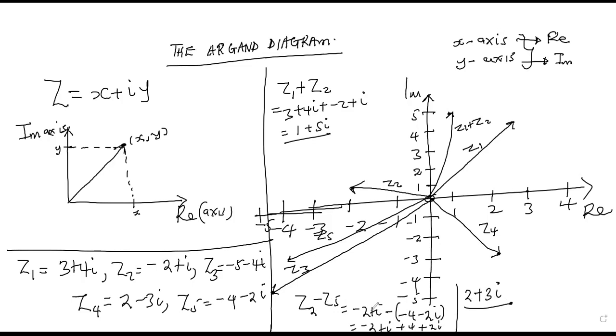If you want to know how to add or how to subtract, we visit our first lesson where we looked at the algebra of complex numbers. So 2 plus 3i: 2 is on the real, 3i is on the imaginary. So I'm here. You draw the line with a headed arrow and you put Z2 minus Z5. So this is what we call a complex number plane, or the Argand diagram.